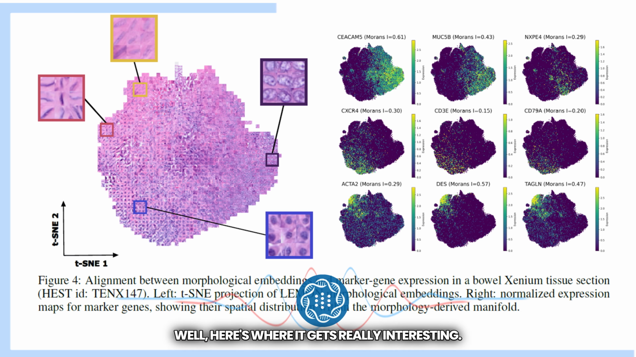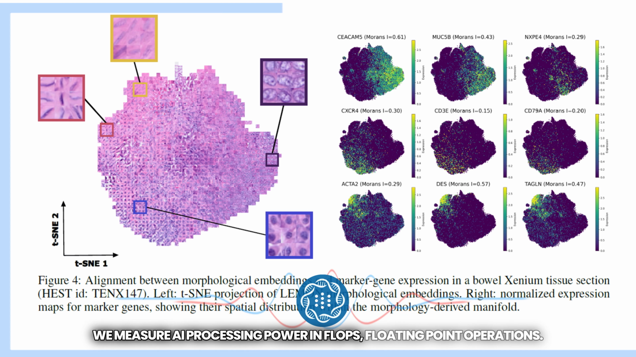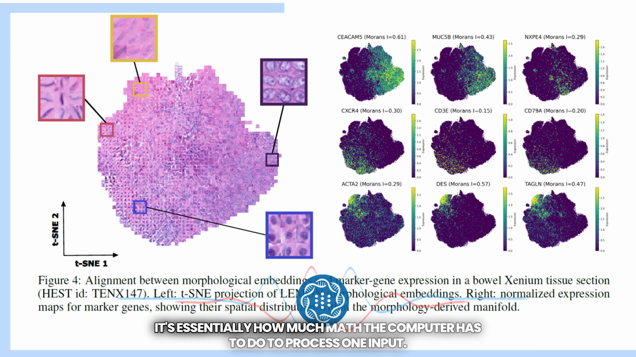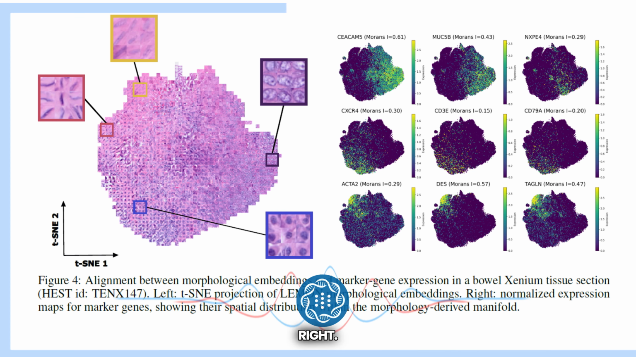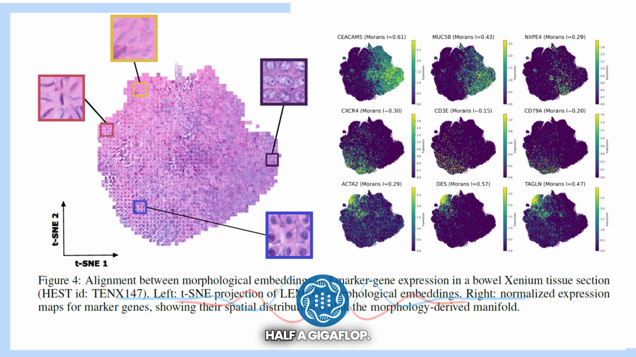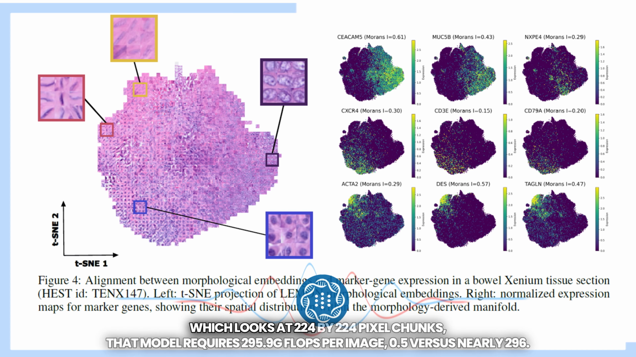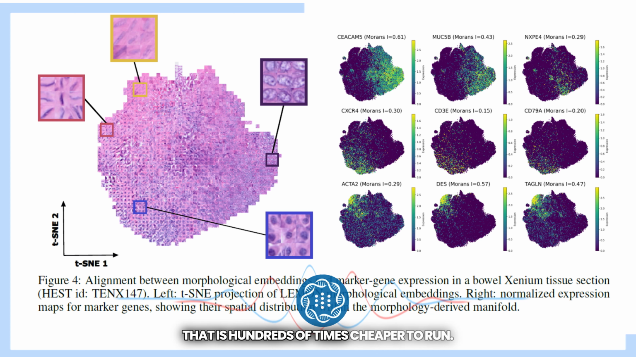Well, here's where it gets really interesting. Because of that small, focused architecture, the computational efficiency of this model is just mind-blowing. It really is. We measure AI processing power in FLOPs, floating point operations. It's essentially how much math the computer has to do to process one input. Right, and to process a single 40 by 40 image, LEMON requires just 0.5 GFLOPs. Half a gigaflop. Half a gigaflop. Contrast that with H-optimus-0, one of those massive tile-level models we discussed at the start, which looks at 224 by 224 pixel chunks. That model requires 295.9 GFLOPs per image. 0.5 versus nearly 296. That is hundreds of times cheaper to run. Exactly.